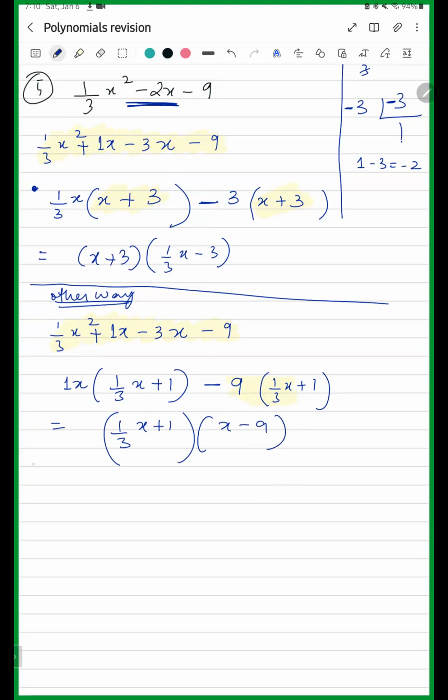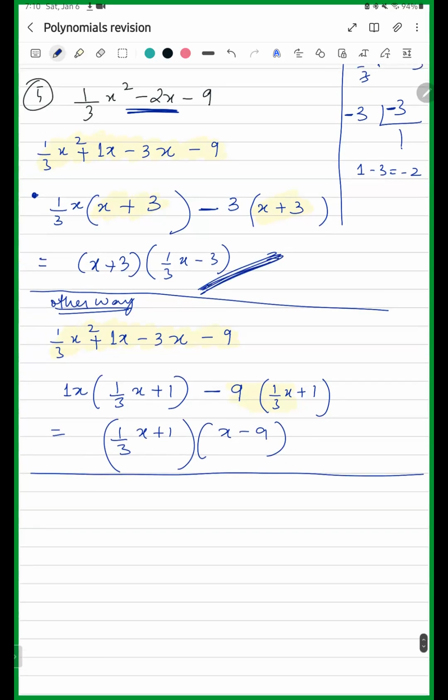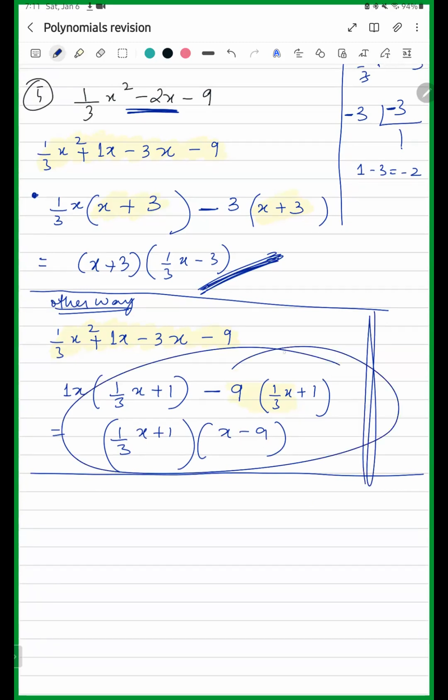But I guess most of you might be finding this method as the more simpler one or the easier one. So you can go ahead with this. If this is easier for you, then go ahead with this. There's no need to write down the second one. Okay. But if you think this one is better, then write down this one as well.